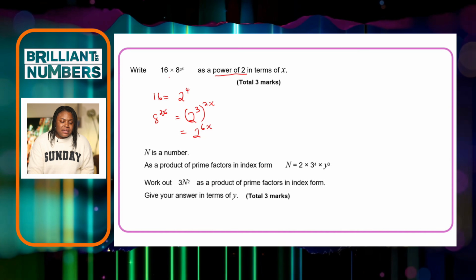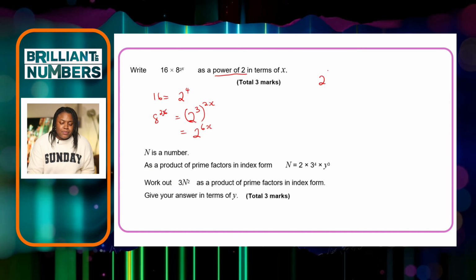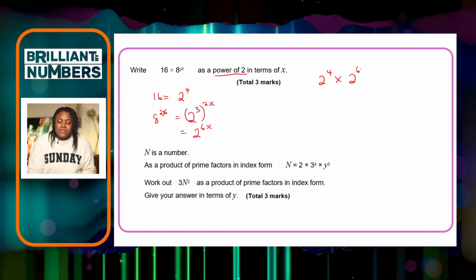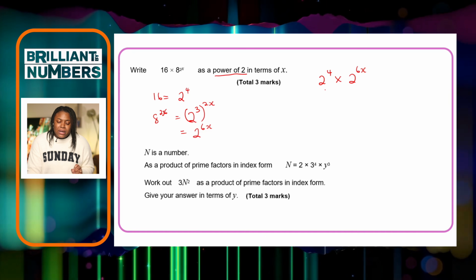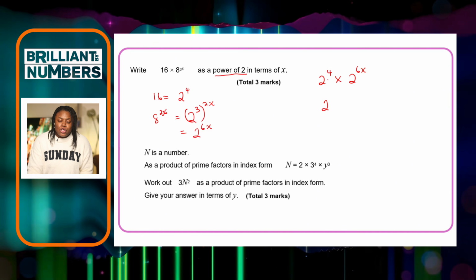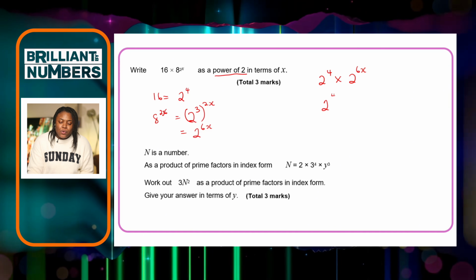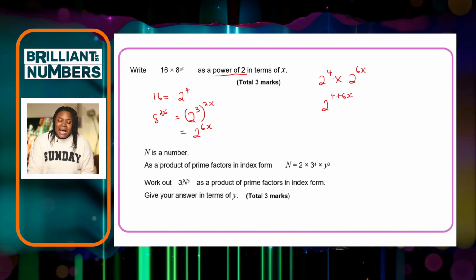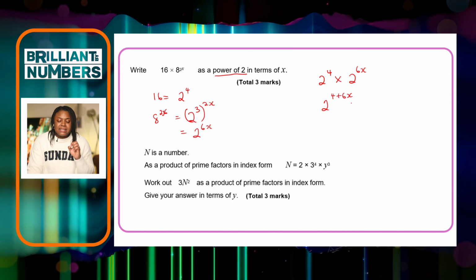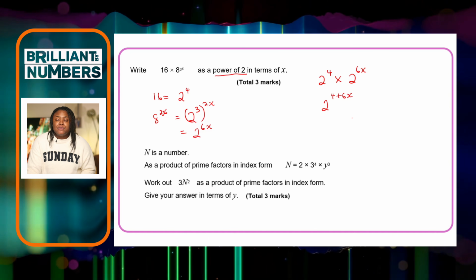Now that we've got them in the same base, we can now write 2 to the power of 4, that's now 16, and 8 is 2 to the power of 6x. Remember, guys, when the base is the same, we can keep the base and add the powers. So here we will have 4 plus 6x. Cannot be simplified any further because one is a number and one is an expression.